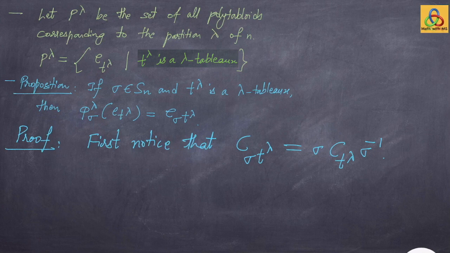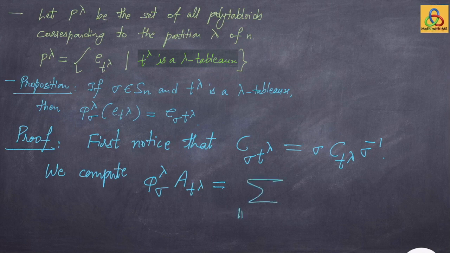So once we have this, compute phi lambda evaluated at sigma, and we pre-compose this by this operator A of T lambda. Just plug in the value. What is this? A of T lambda, as we defined in the previous slide, is the summation of pi belonging to the column stabilizer of the lambda tableau T lambda, sine of pi, and then phi lambda evaluated at pi, but then we bring phi lambda sigma inside. So this is phi lambda of sigma and phi lambda of pi. This here is a composition of invertible transformations.